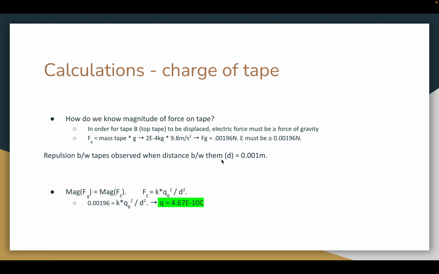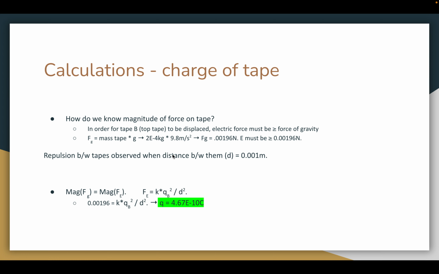So, how do we know the magnitude of the force on the tape? Well, in order for tape B, the top tape, to be displaced, the electric force on tape A must be greater than or equal to the force of gravity. We compute the force of gravity on tape B by the following computation, since we know the mass of tape B, and it was determined to be 0.00196 newtons. So the electric force must be greater than or equal to this value.